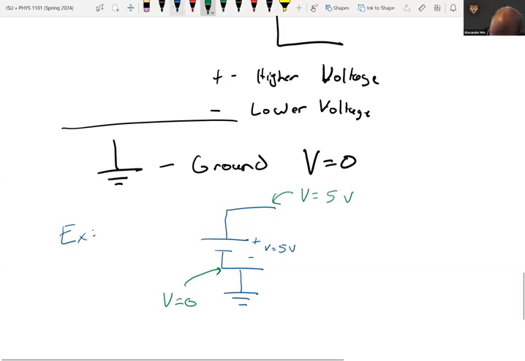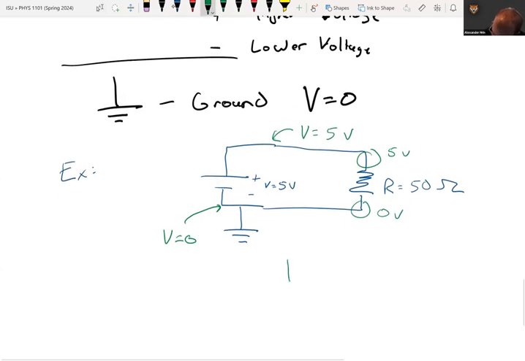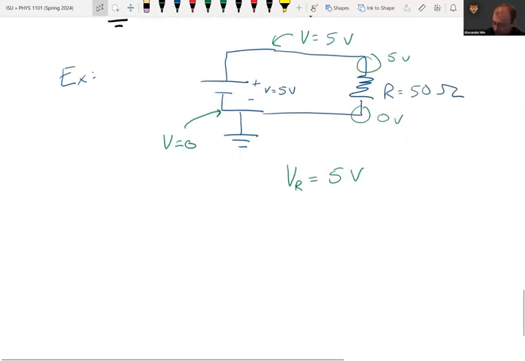Now, the idea then, if we continue this circuit and we just have a single resistor, and I'll say R equals 50 ohms. The idea here is that what we know now is we know that up here is 5 volts, down here is 0 volts. So the voltage across the resistor equals 5 volts. Now, what does that mean?